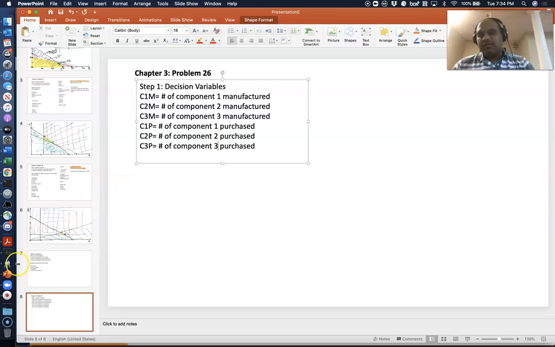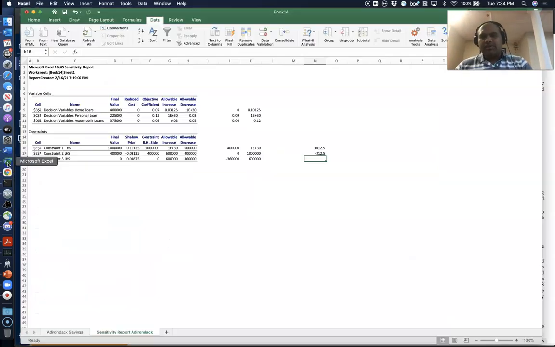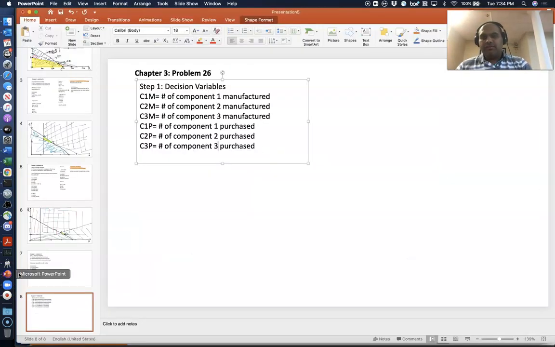And the reason for that is the price is vastly different. If you make it yourself, component 1 is $4.50 per unit. If you buy it, it's $6.50 per unit. But if you look at component 3, it's way cheaper to make it yourself than to buy it from the outside, right? With that in mind, we can write the objective.